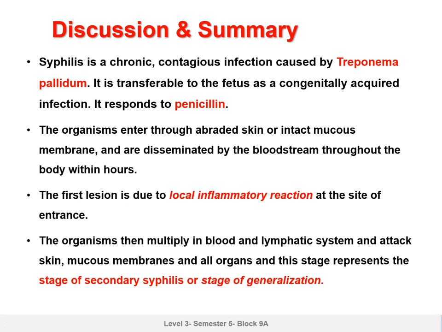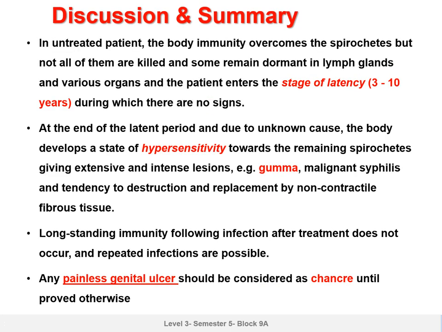Lastly, the summary. Syphilis is a chronic infection caused by Treponema pallidum. The organism enters through the skin. The first lesion appears locally as an inflammatory reaction, which is the chancre. Then comes the stage of secondary syphilis. Thank you for your attention for the syphilis lecture.